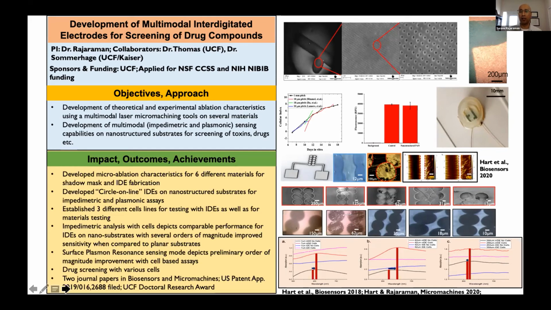So what we did, working with Professor Thomas at UCF, is take a nanostructured substrate, define interdigitated electrodes on top, and compare it to more standard approaches. And we were able to show multiple orders of magnitude better performance compared to standard approaches. And this also was accompanied by work in laser micromachining and being able to show some of these ablation characteristics on different materials. This again is the subject of a couple of journal papers and one filed patent.